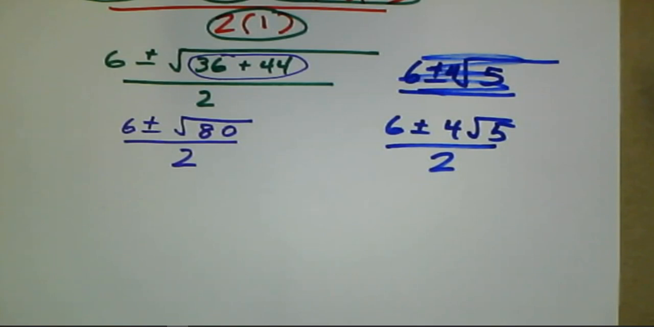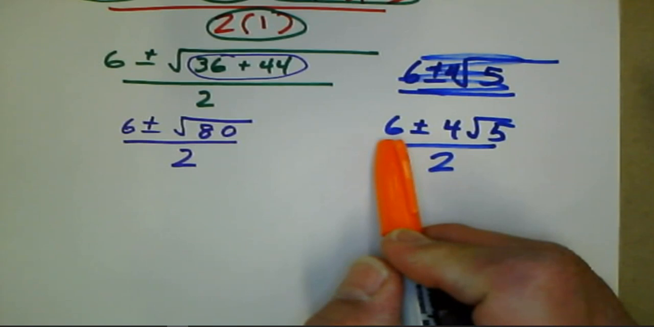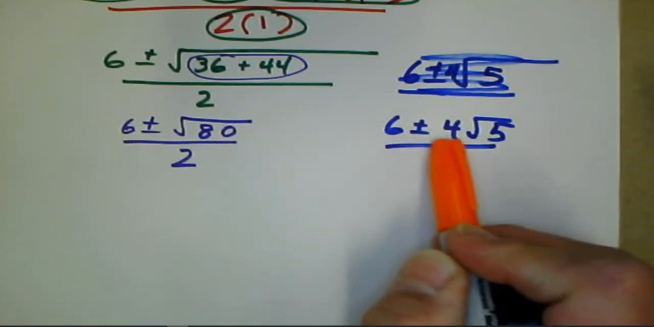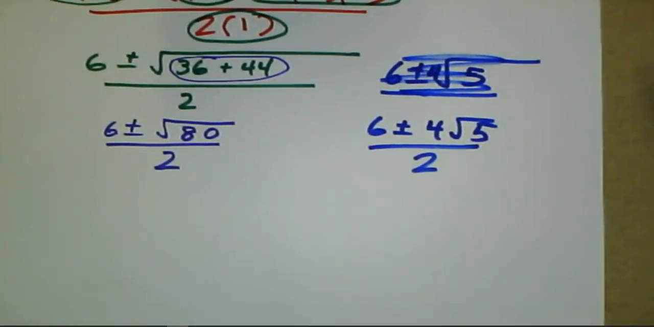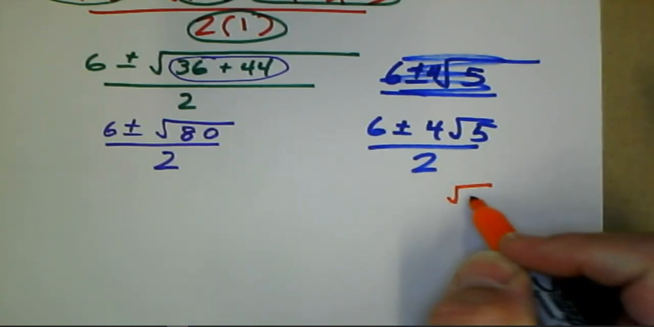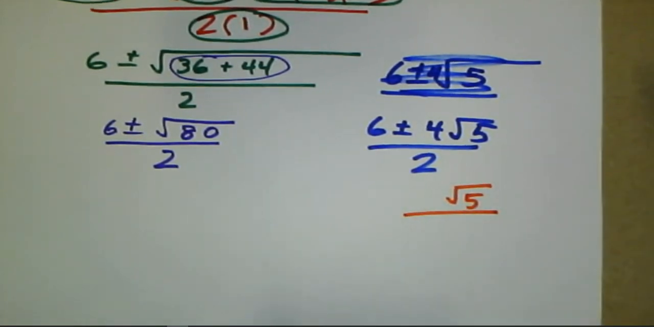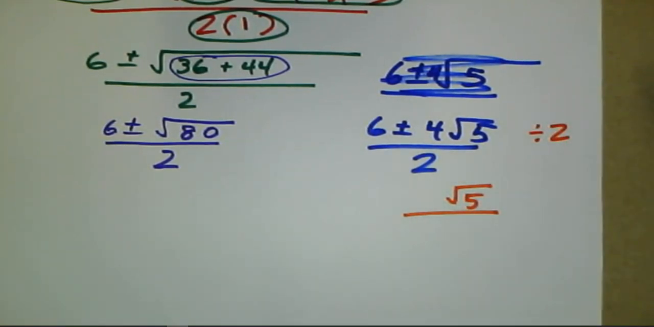Am I done? No. Why am I not done? Well, it's not the answer on your sheet, right? But what about every one of these numbers on the outside? They're not equal. They're even. Now, am I going to touch the square root of 5? No. That's just going to come down, right? But everything else needs to be divided by 2 because they're even.